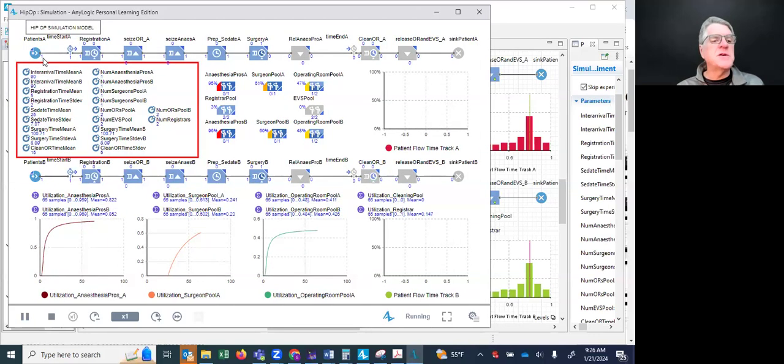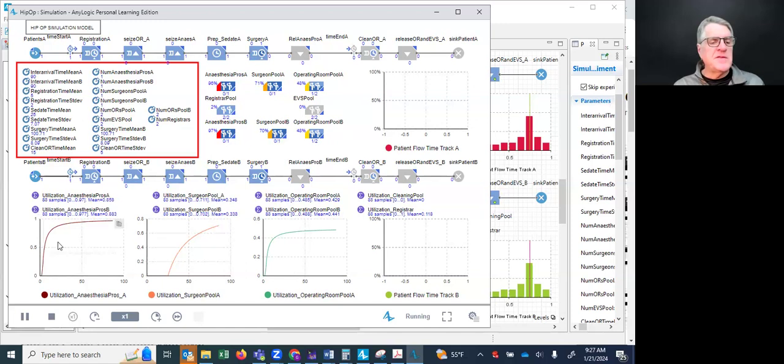You can see that the first patient was generated here in track A, went through registration. This is the number of people entering the registration process. This is the number completing. So that first patient seized an OR and then went on to seize an anesthesiologist and went through sedation and is currently in surgery.